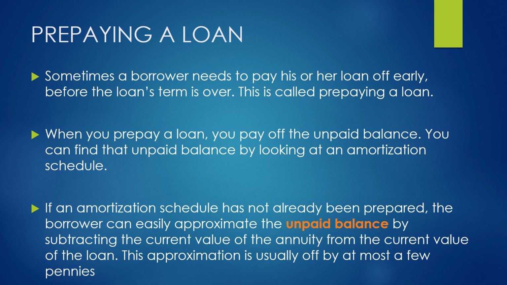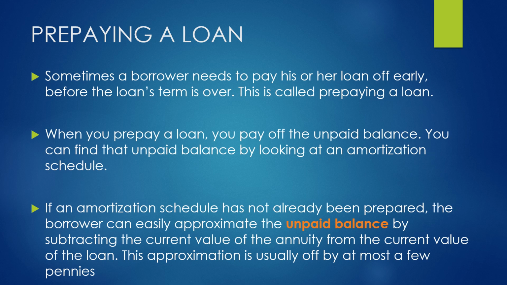All right, so it says, sometimes a borrower needs to pay his or her loan off early before the loan's term is over. This is called prepaying a loan. When you prepay a loan, you pay off the unpaid balance. And you can find out what that unpaid balance is if you go to the bank. They have an amortization schedule there, and they can tell you quickly how much you owe. But let's say that you don't want to go up there, you don't want to deal with those people, you just want to figure it out by yourself.